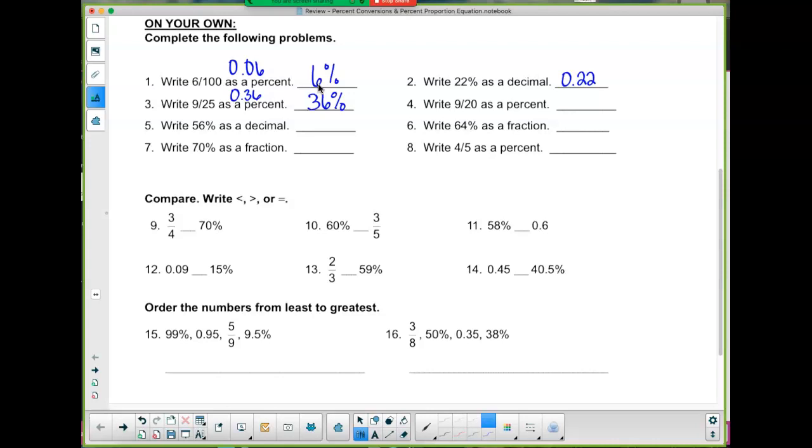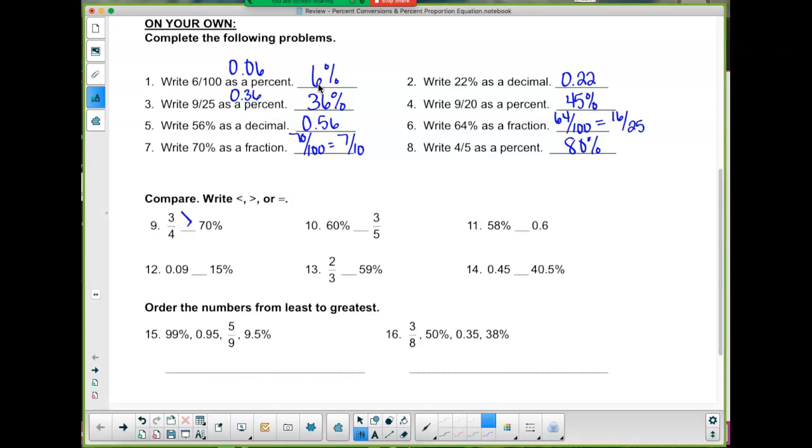Okay, number 4 as a percent is 45%. Number 5 as a decimal is 0.56. Number 6 would have been 64 over 100, which simplifies to 16 over 25. 7 is 70 over 100, which simplifies to 7 over 10. And 8 would be 80%. Any questions on 1 through 8? How I got those answers, because you're going to see questions like that on the quiz. Any questions at all?